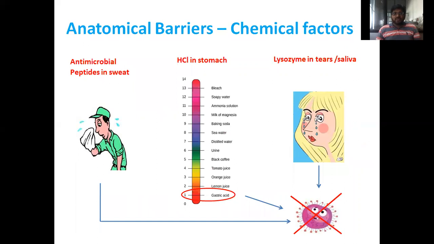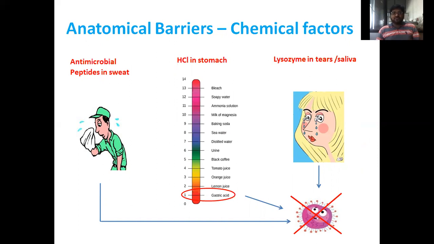Anatomical barriers include chemical factors also, like antimicrobial peptides in the sweat. Sweat is produced to cool down our body. That sweat contains antimicrobial peptides that can cleave the microbes, enzymes, and microbial cell wall. Second one is HCl in the stomach. We all know this is the gastric acid, having high acidity in our stomach. So no microbes are able to grow or live in that particular environment.